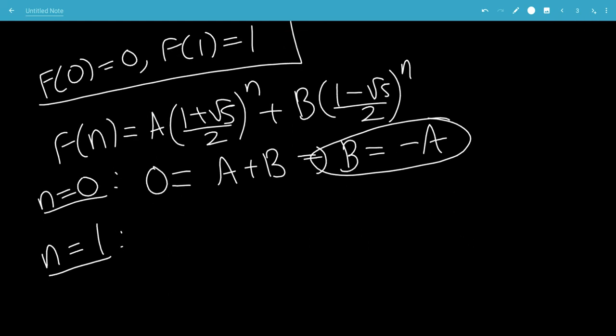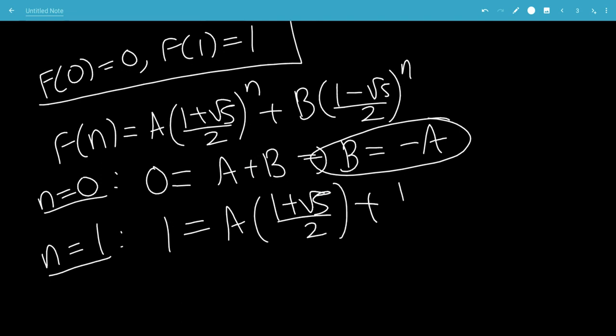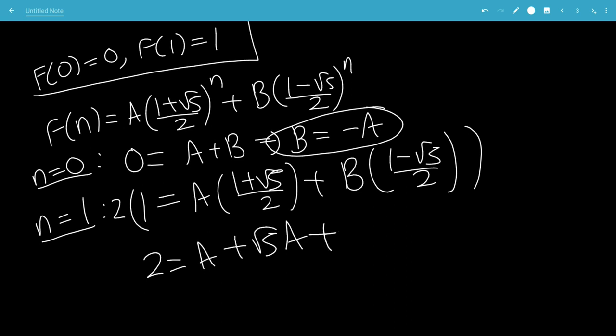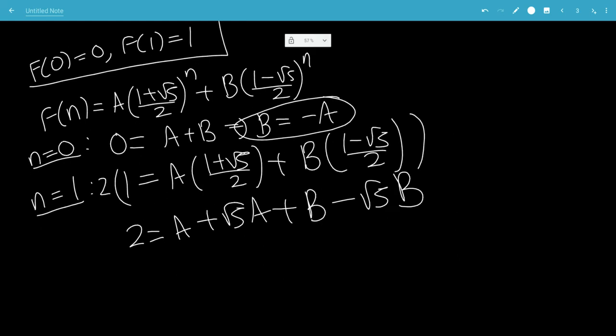Let's plug in n equals 1. On the left-hand side, we have 1 because f of 1 equals 1. Then we have a times 1 plus square root of 5 over 2 to the first, plus b times 1 minus square root of 5 over 2. Now we're going to multiply both sides by 2 to cancel out the fractions. So we have 2 equals a. We're going to multiply that out, plus square root of 5 a plus b minus square root of 5 times b.